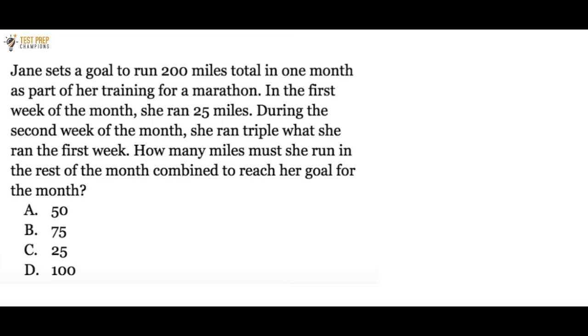So now's your chance to pause the video, take all the time you need with this, and whenever you're ready, we'll go over the answer.